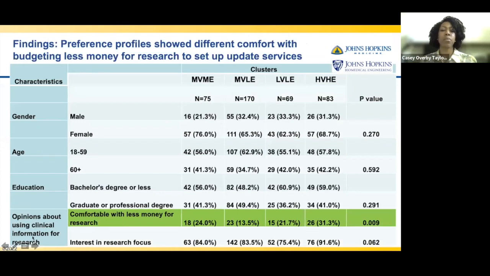Overall, when we wanted to see if there were factors distinguishing among the four clusters, we found that one of the questions around opinions about using clinical information for research showed different proportions indicating a preference. In particular, we asked if they would be comfortable with allocating less money to research to be able to support these kinds of updates. You can see that for one group, 30% indicated a preference, and it's lower for another, so we see a significant p-value among these for this question.